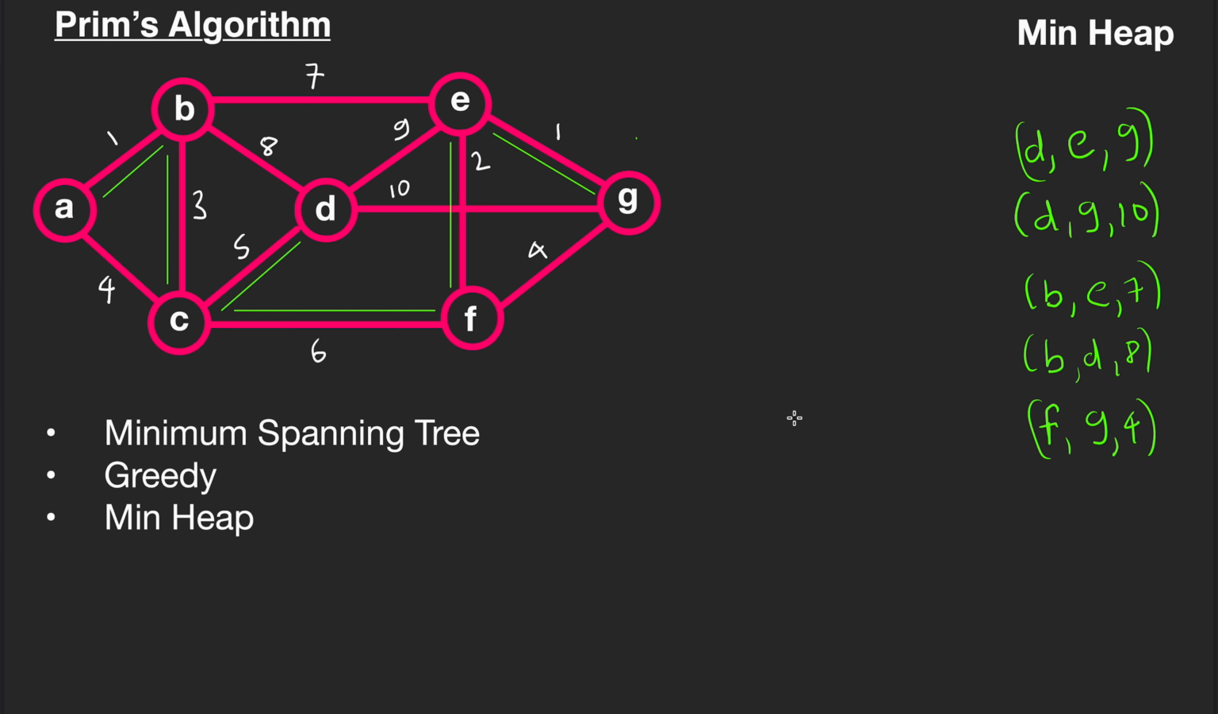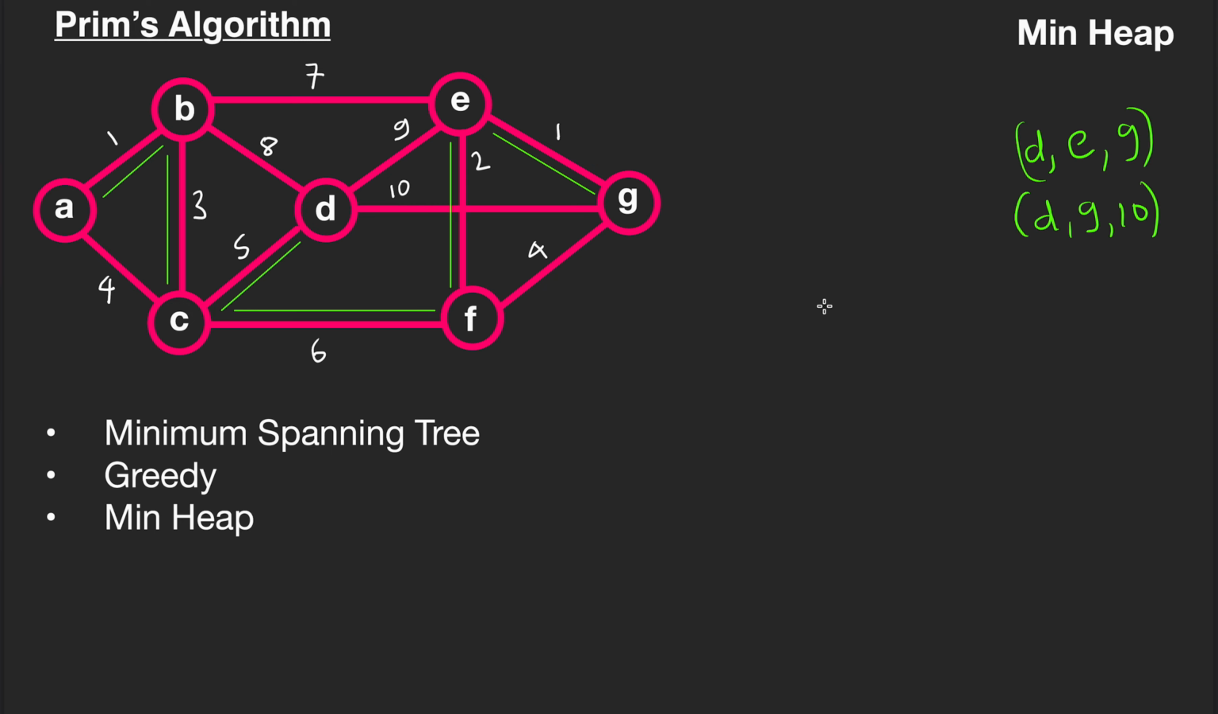Now we'll remove the next element from our min heap, that is FG4. Now node G is already visited, so we won't do anything here. Now we'll remove the next element from our min heap, that is BE7. Same, node E is already visited, so we won't do anything here. Now we'll remove the next element from our min heap, that is BD8. Again, the node D is already visited, so we won't be doing anything here.